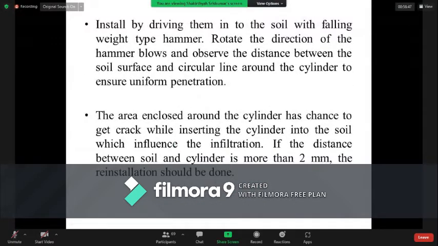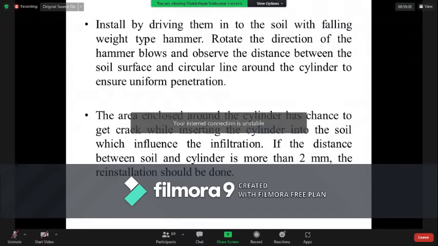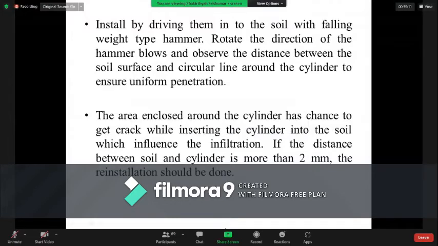The next step is install by driving them into the soil with a hammer. Rotate the direction of the hammer blows and observe the distance between the soil surface and the circular line around the cylinder to ensure uniform penetration.